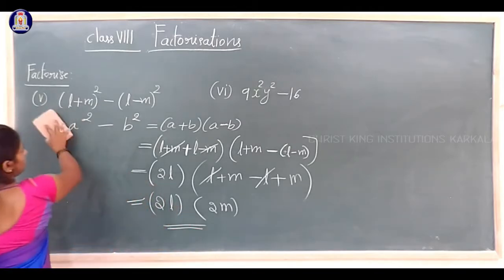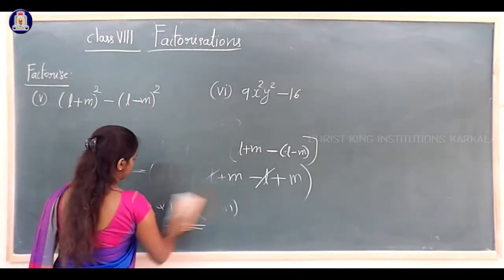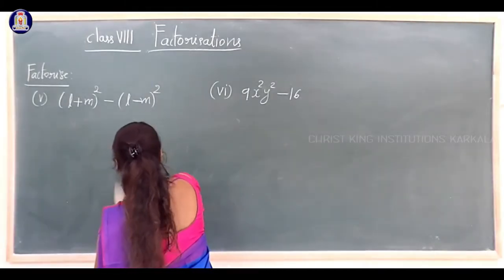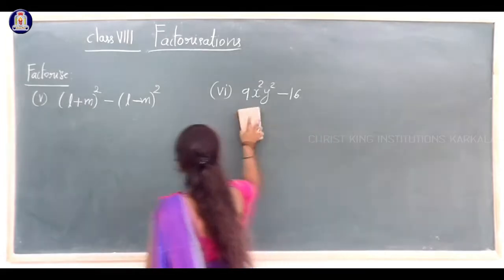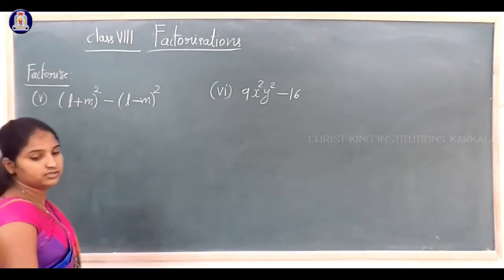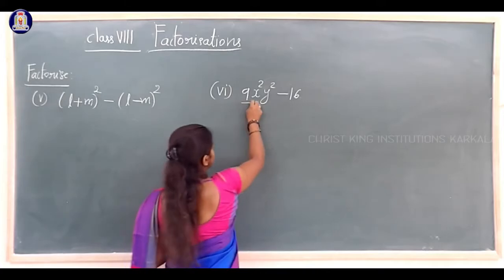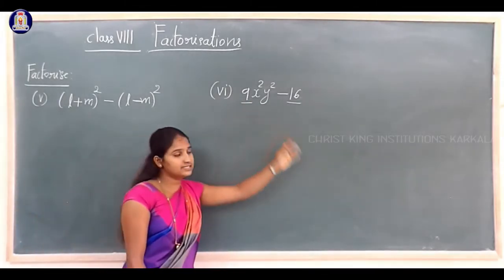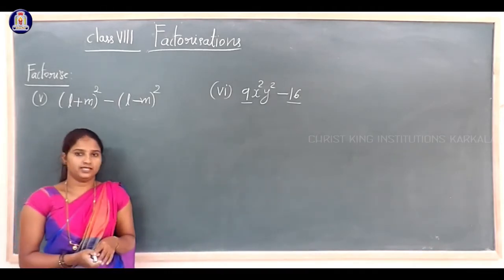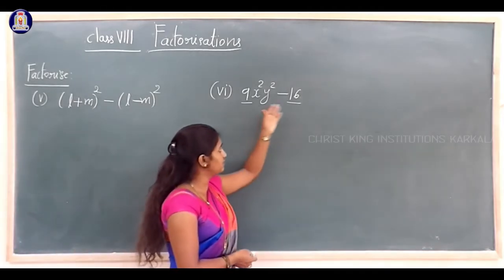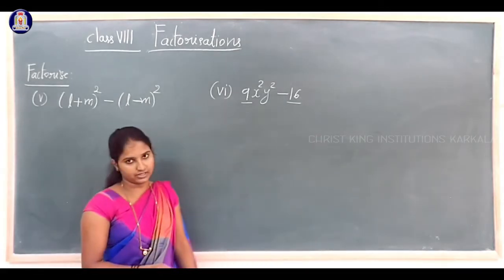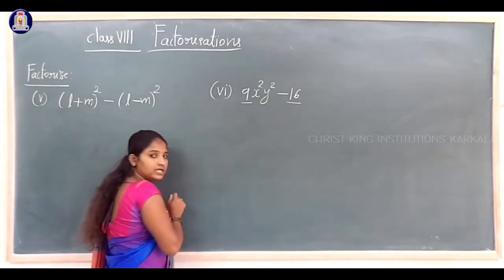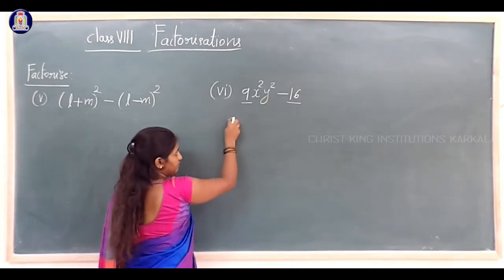The fourth question is 9x square y square minus 16. Here the first term is 9 and the next term is 16. Are 9 and 16 perfect squares? Yes, 9 is a perfect square and 16 is also a perfect square. So 9x square y square can be written with 9 as 3 into 3.